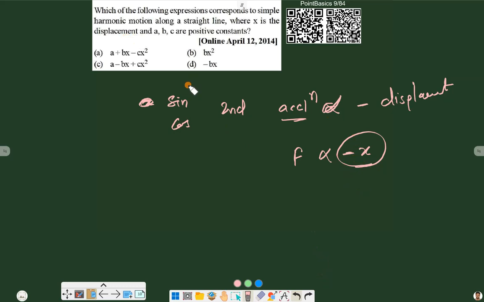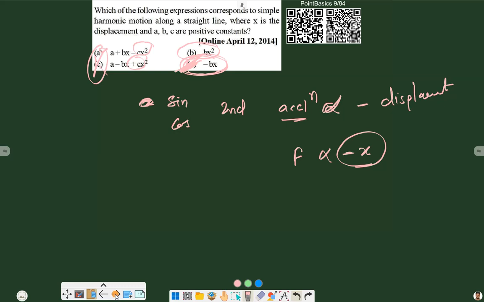So from this, if we scan all the options, here we have square terms. Square terms can't be represented in the form of an individual sine or cosine. You can use Taylor expansion to form a series of sines and cosines, but that cannot be represented by an individual sine. So these both options will be rejected. Similarly for the bx square option. Only the option minus bx, which is proportional to the negative of displacement, can be a valid contender for expressing SHM. So only option D fits this criteria. So option D will be the right answer.